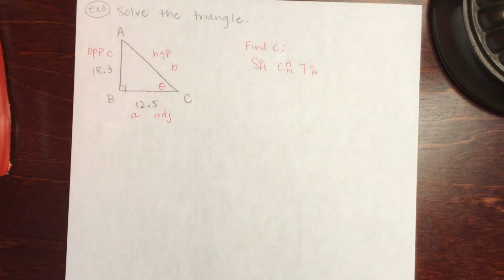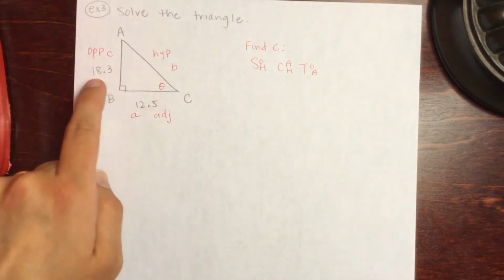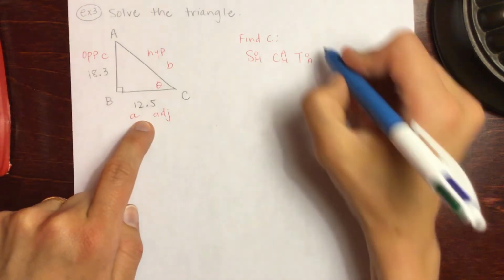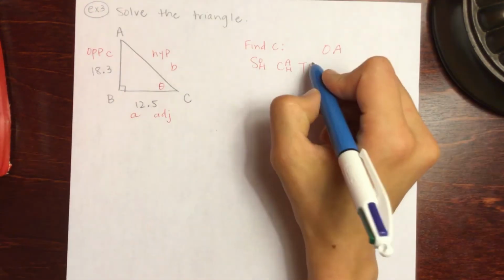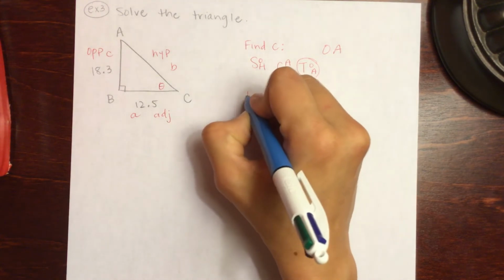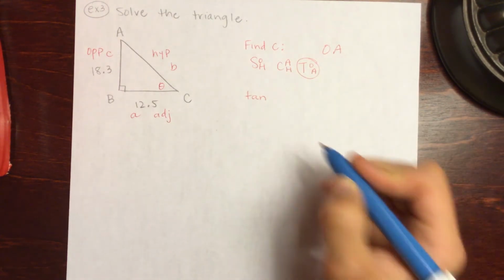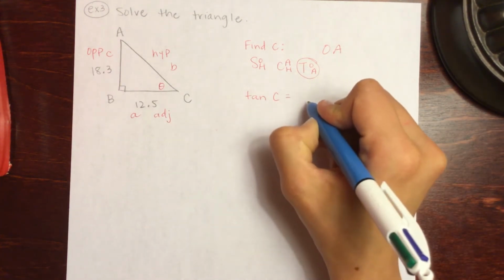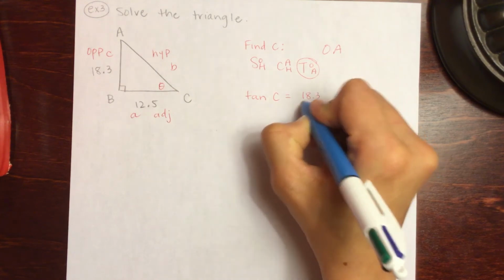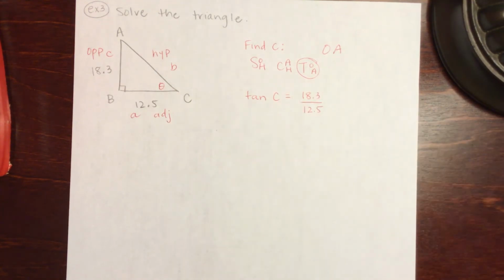Just like before, let's look at what we know. We know the opposite side, and we know the adjacent side. So we need to set up the TOA fraction. So tangent of theta, or tangent of C, is going to be the opposite over the adjacent. Now, instead of cross multiplying, we're going to use inverses.